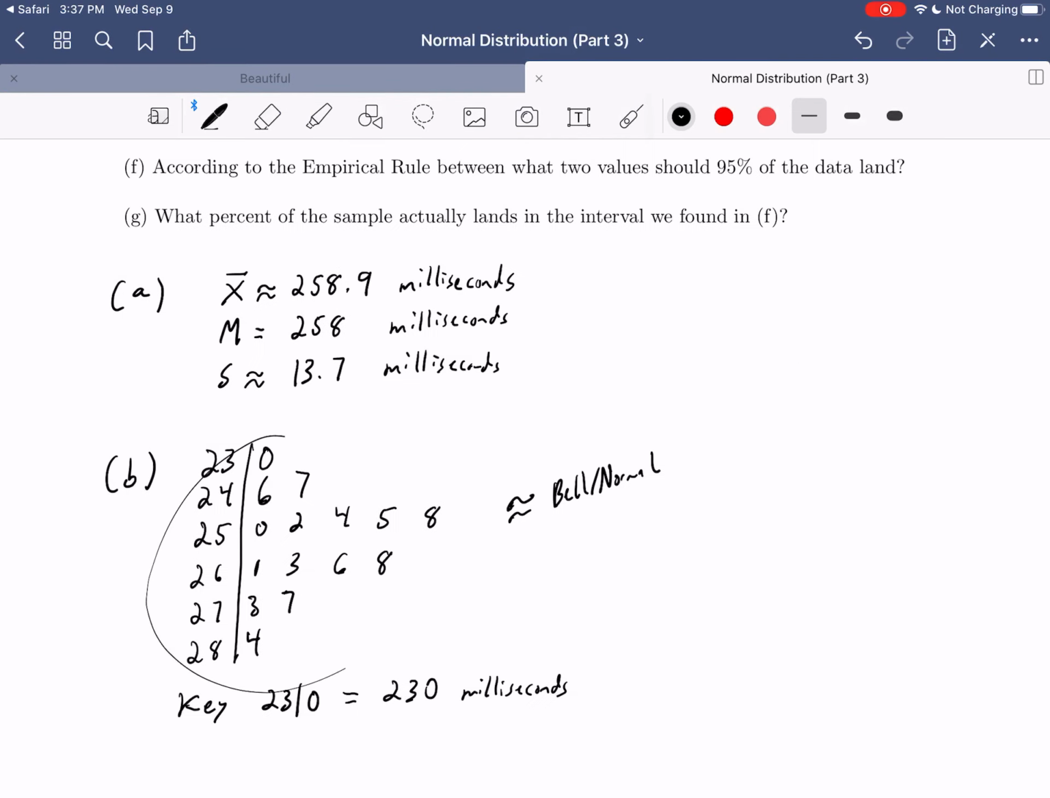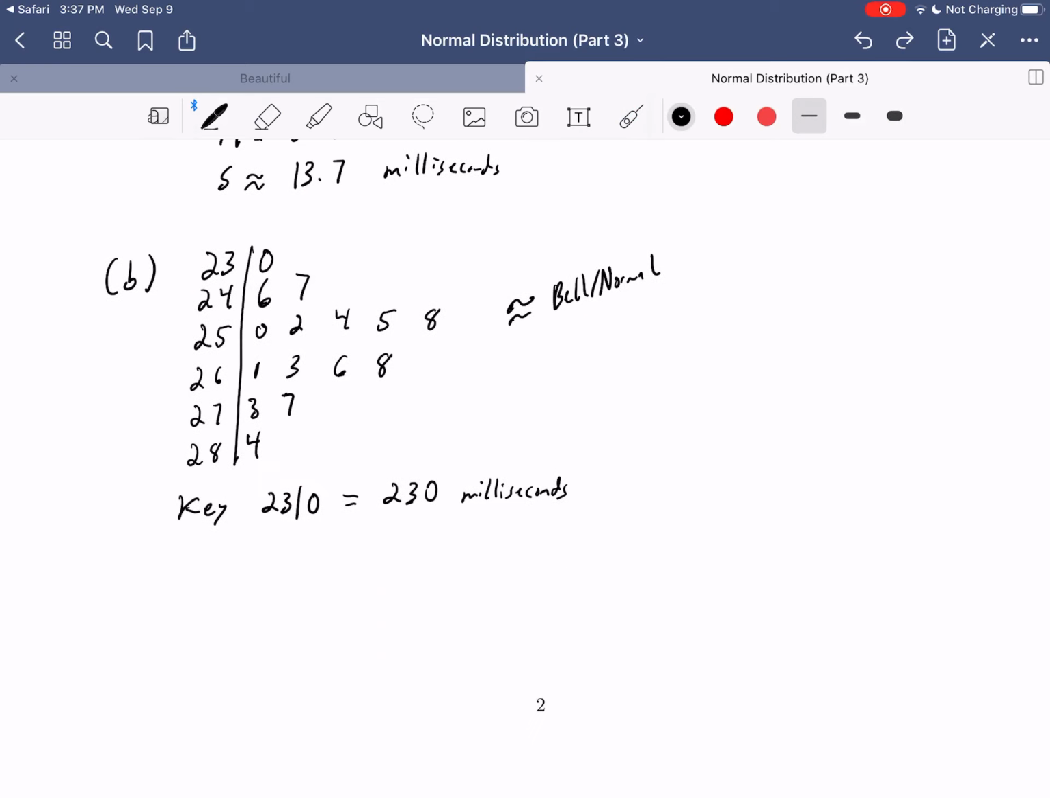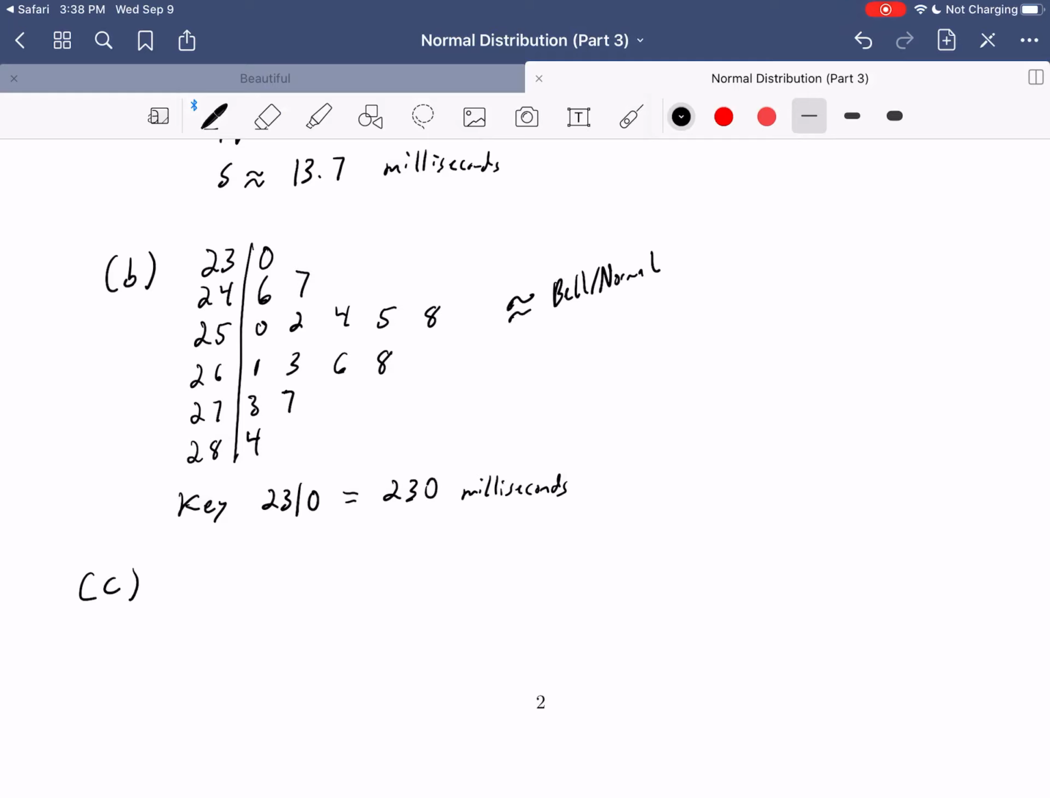But we just did this visual display here, and we've now confirmed that it's roughly bell normal. So our answer to C here would be yes. We can apply the empirical rule since the data is roughly normal.